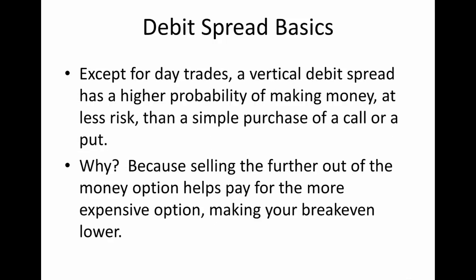Okay, except for day trades, a vertical debit spread has a higher probability of making money at less risk than a simple purchase of a call or a put. Why? Because selling the further out of the money option helps pay for the more expensive option, which makes your break even lower. Okay, and that's kind of one of the things here: when your break even is lower, you are sharing the risk.